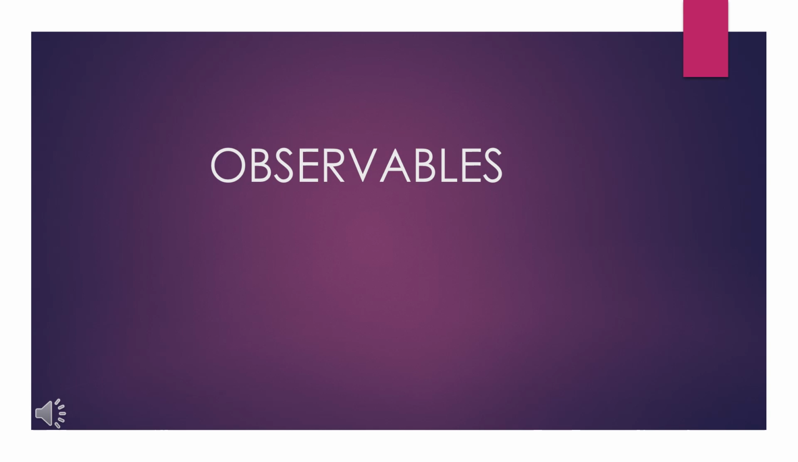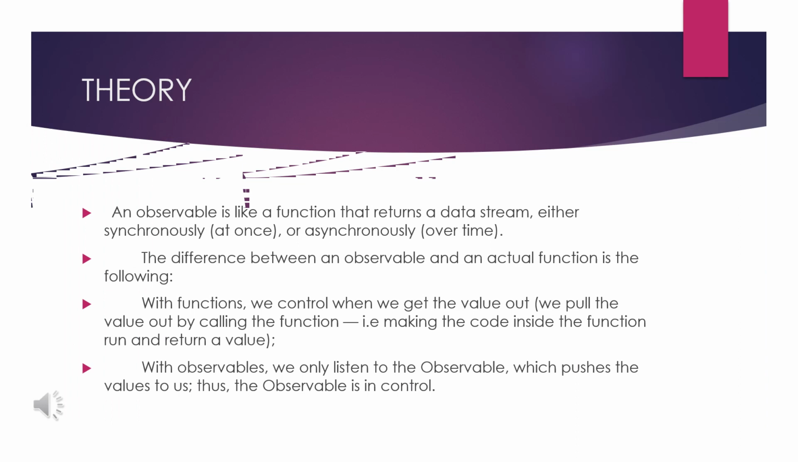Observables are like functions and promises, which do multiple executions in an order, and they have an error statement and a complete statement. They work like promises, but they have advanced features. We will see those things in this video. An observable is like a function that returns a data stream, either synchronously at once or asynchronously over time.